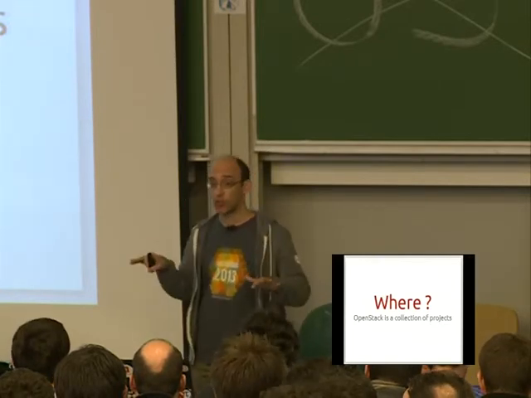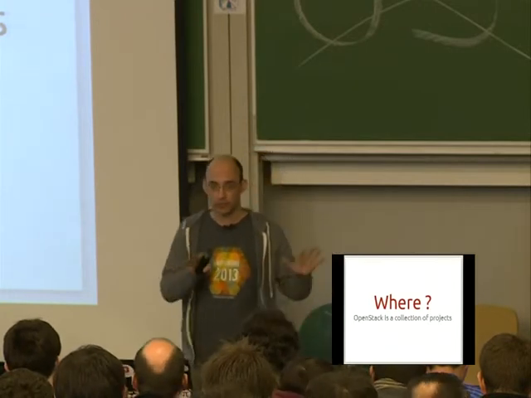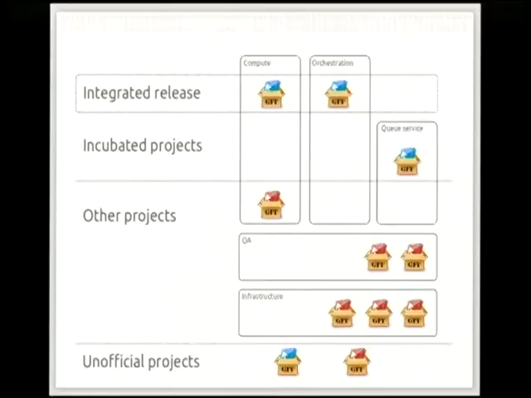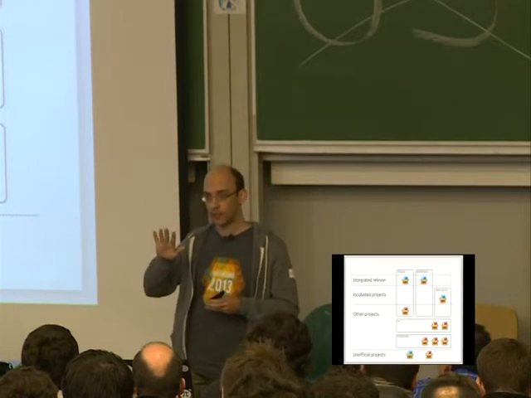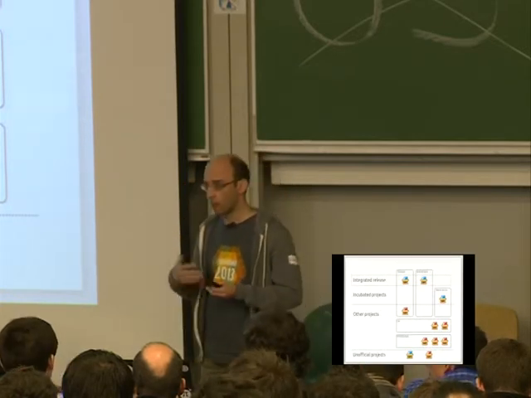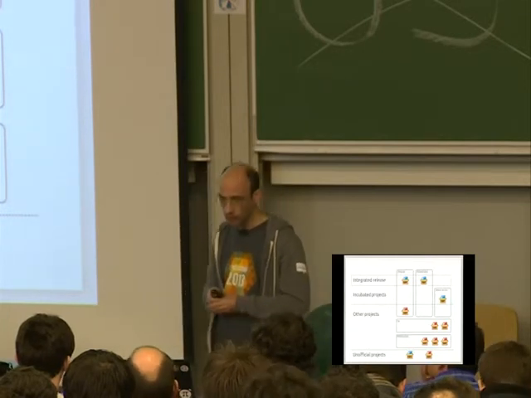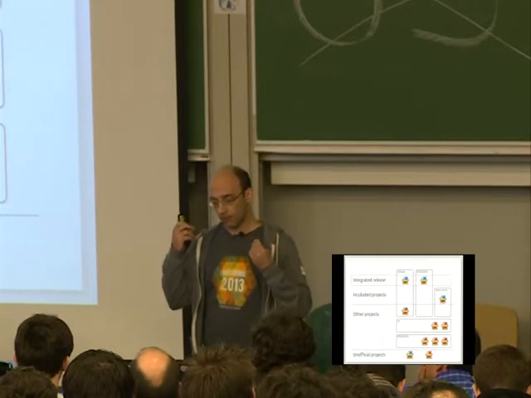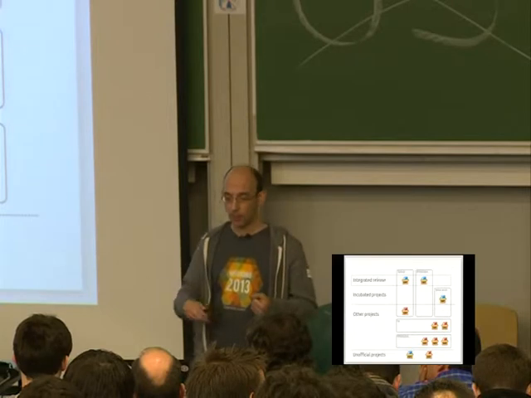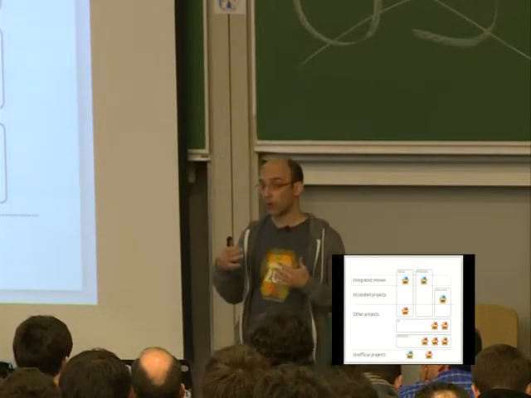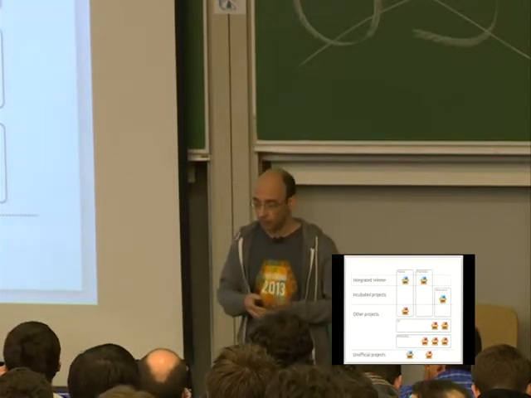So where? OpenStack is a collection of projects, so there are plenty of areas. If you have some expertise in some areas, it's interesting to know what the landscape looks like. Our main deliverable is what we call the integrated release. That's the stuff that we release every 6 months. There are incubated projects, which are projects that want to become part of the integrated release, and there are a number of other projects. We regroup those projects in what we call programs, which are basically teams of developers from various companies that get together with a common goal and work on a given number of code repositories. You have vertical ones, which develop one of the key components of OpenStack, but also horizontal ones like QA or infrastructure, where the goal is to serve all the rest of the project with various things.